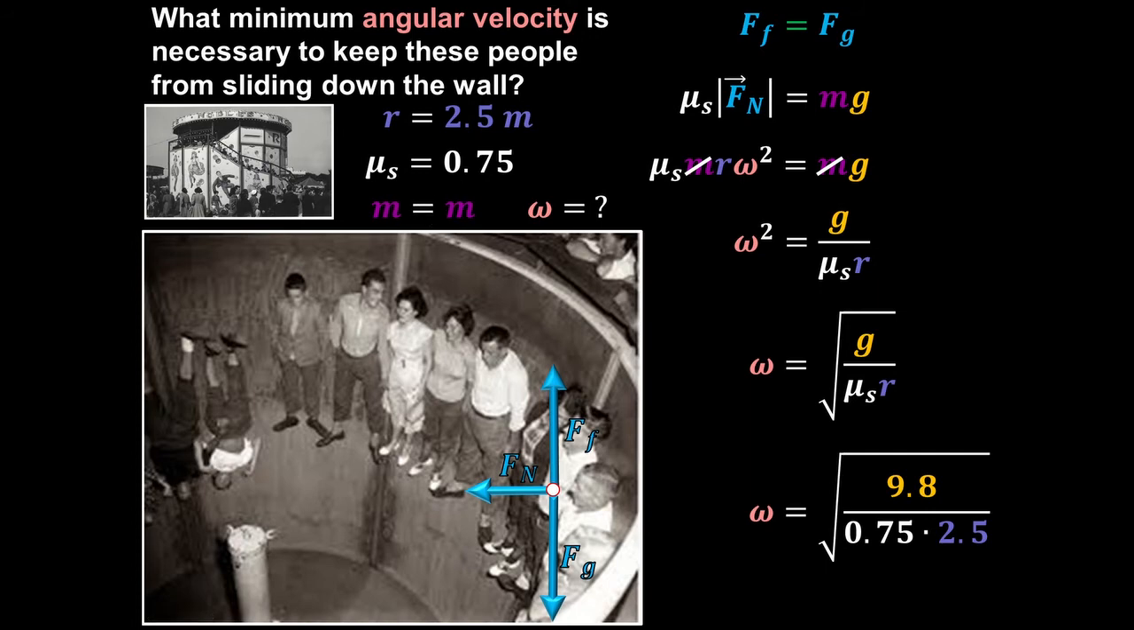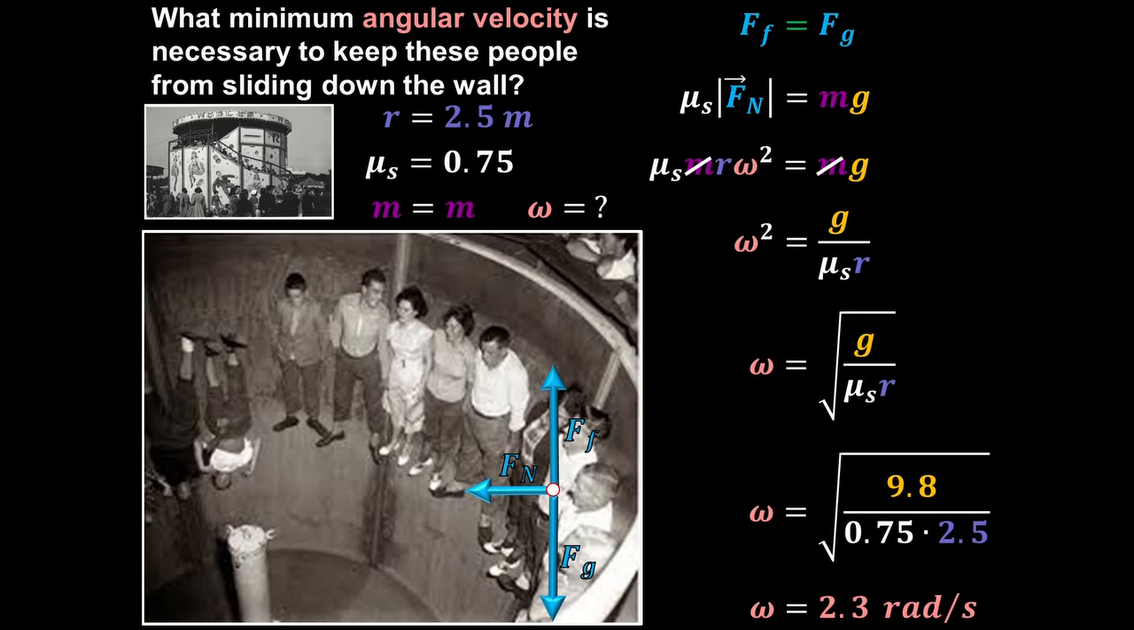Often when that happens, it will cancel out and means mass doesn't matter. But if you don't know the mass, just call the mass m, and hopefully it will cancel out at some point. But it looks like if we turn this thing around at 2.3 radians per second, these people will have enough friction to stand up against the wall there and not slide down. Hopefully you can see that that's going to take just a little under 3 seconds to go all the way around, because there are about 6.28 radians in a full cycle.